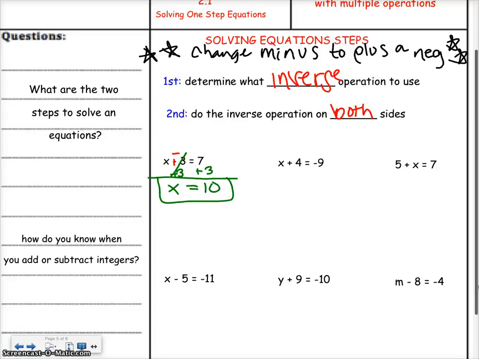Do I have to plus a negative on the next one? No, because it's plus. So this is a positive 4. What's the inverse of positive 4? Negative 4. So I'm going to minus 4 to both sides. Now, be careful. It's not 5, it's negative 4. So that cancels out, right? And you're left with x. And then notice how they're the same sign? Since they're the same, you add them. A negative and a minus, same thing.